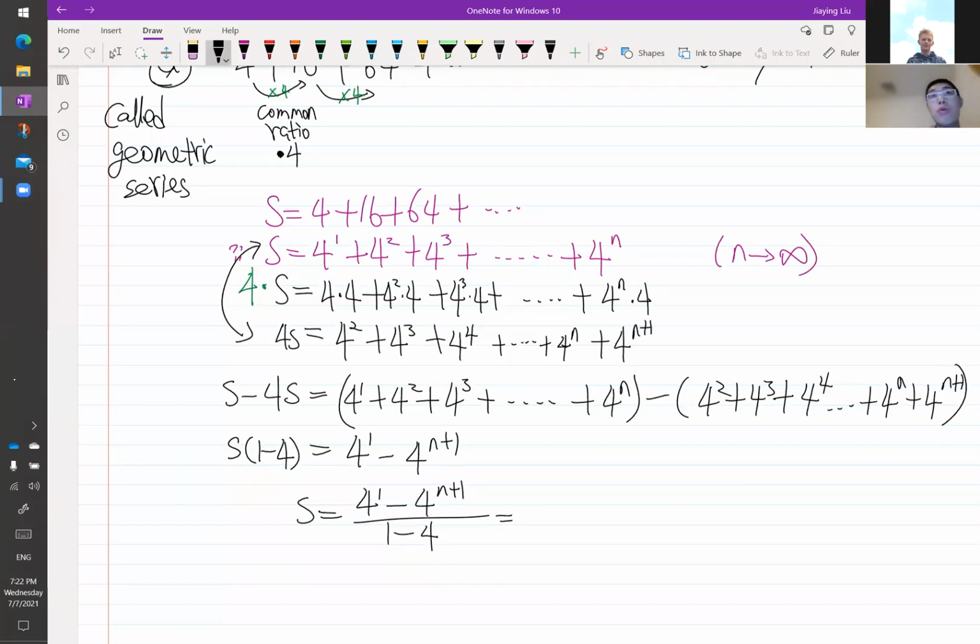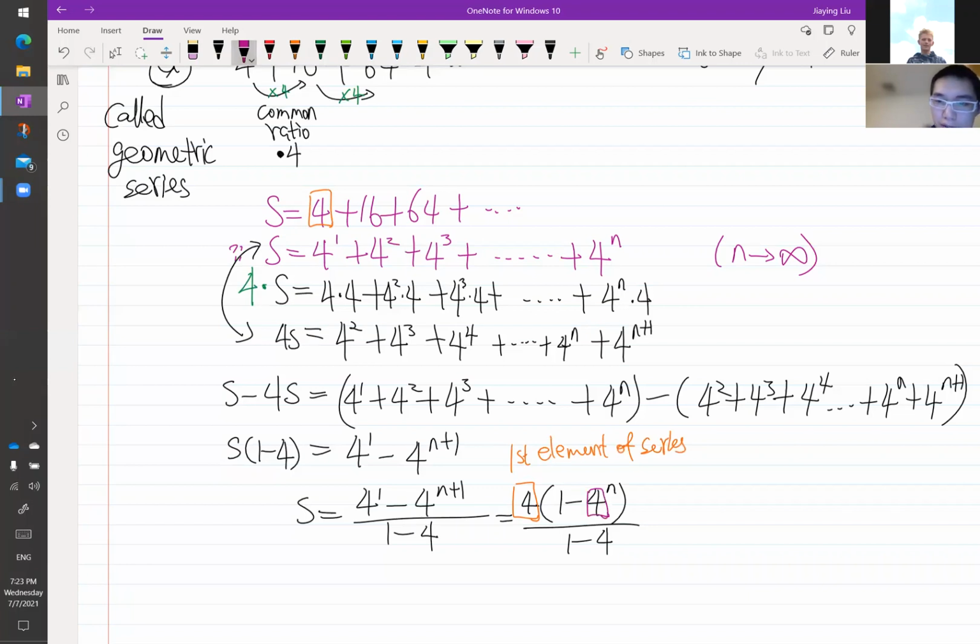Now, let me do a couple more steps, and then I'll write down the general formula. So in the numerator, I can take out a 4, becomes 1 minus 4 to the n. The denominator, I get 1 minus 4. But it's a bad example here because I use 4 in both places. But let me just label this. This 4 is the first element of the series.